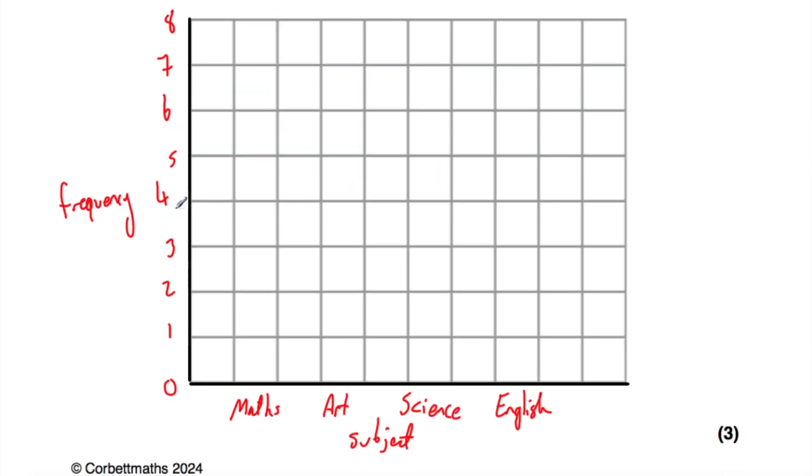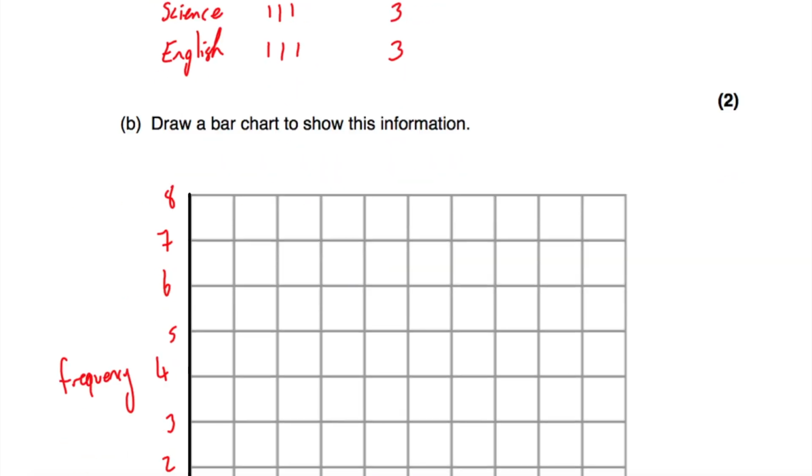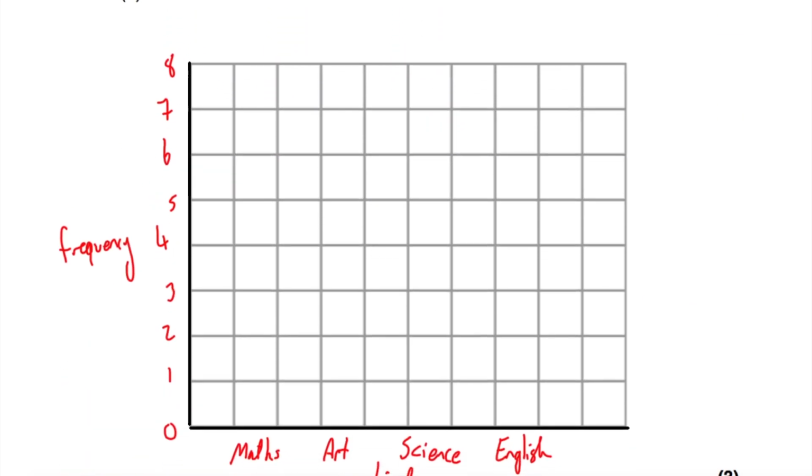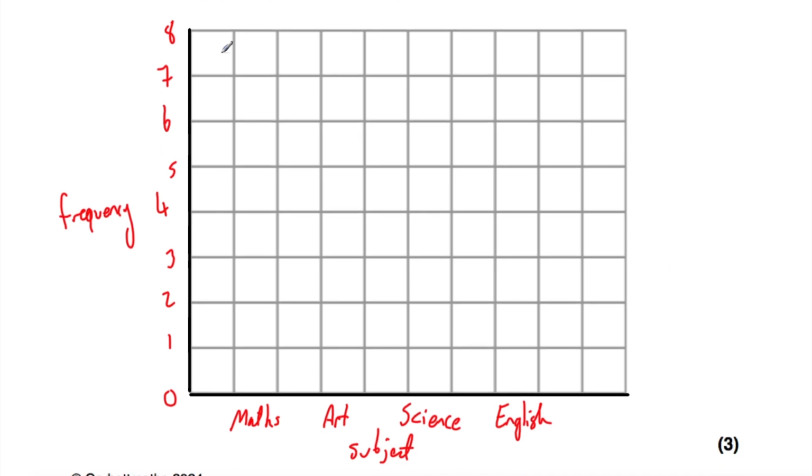So let's do that. Okay, so as you can see, I've put up the vertical axis, frequency, starting at 0 and going 1, 2, 3 all the way up to 8. Now in terms of the frequency, we only actually needed to go up to 5 because maths has got a frequency of 5. That's the highest frequency, it's the mode. So we only need to go to 5, but in terms of this axis, I thought it made sense to go up to 8. And then across horizontally, we've got the subjects: maths, art, science, and English.